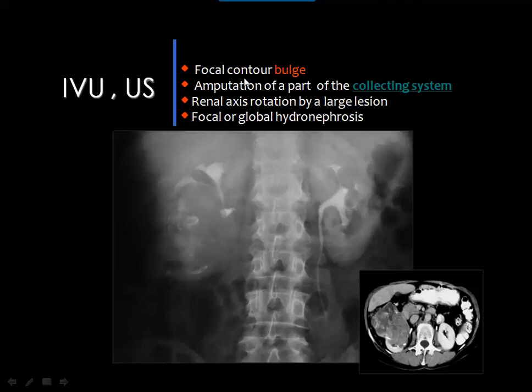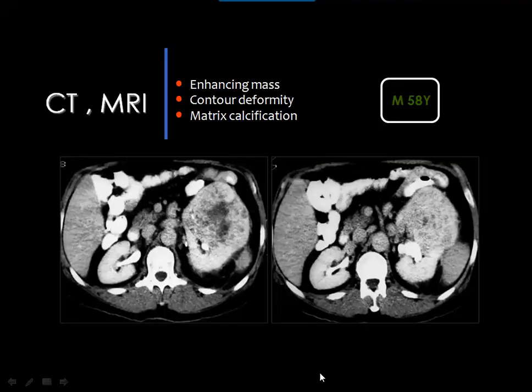There may be a focal contour bulge of the affected kidney, amputation of part of the collecting system, and the renal axis may rotate depending on the position of the tumor, and there may be a localized hydronephrosis or hydrocalicosis according also to the site of the tumor in relation to the pelvicalyceal system.